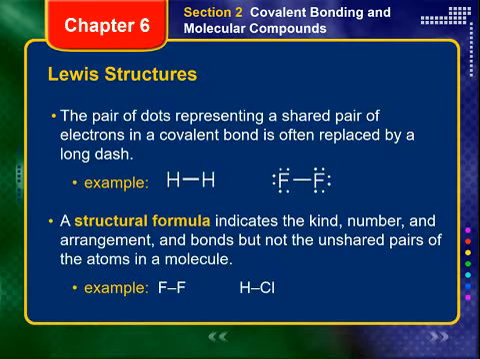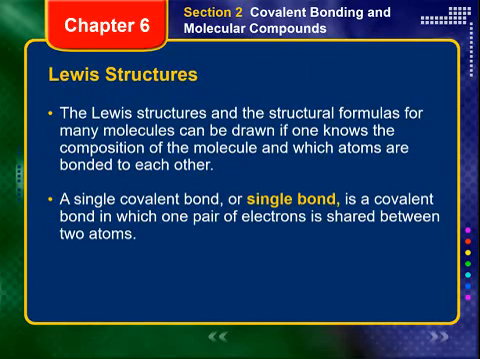It is common to write Lewis structures that show only the electrons that are shared, using dashes to represent the bonds. The structural formula indicates the kind, number, arrangement, and bonds, but not the unshared pairs of the atoms in the molecule. For example, F2, the fluorine to fluorine bond, and HCl, the H to chlorine bond, are both structural formulas. The Lewis structures, and therefore the structural formulas, for many molecules can be drawn if one knows the composition of the molecule and which atoms are bonded to each other.